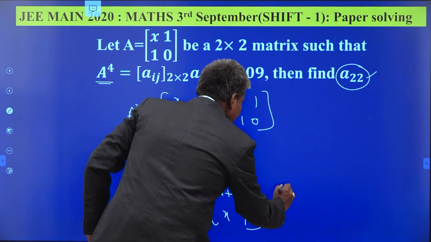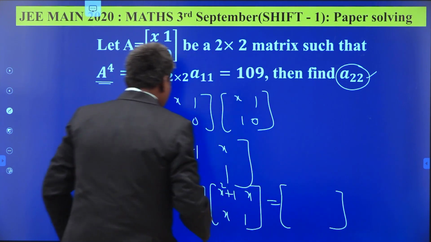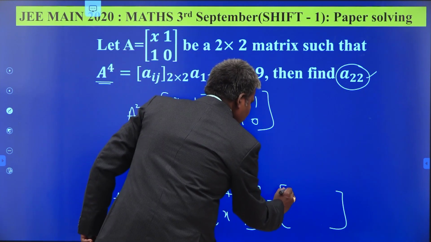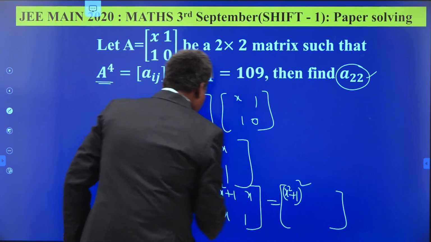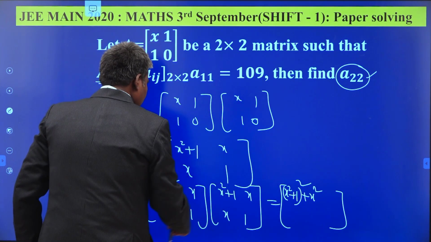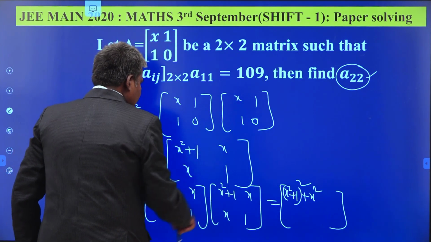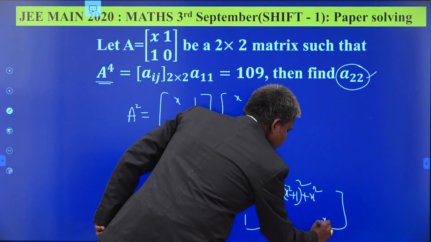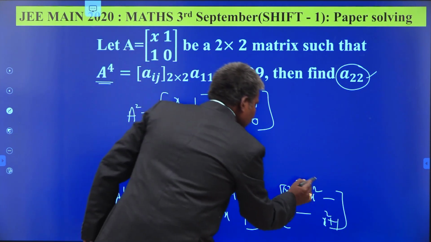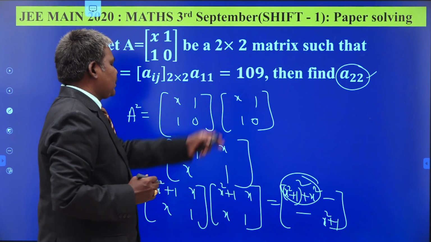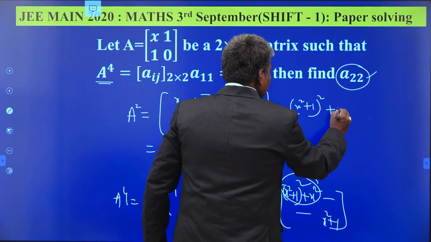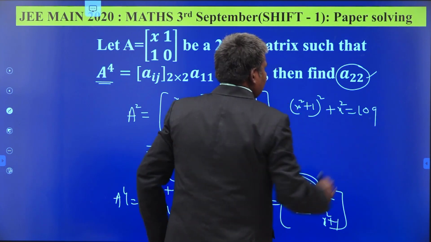Now I am just going to write a11 and a22 here. a11 is x square plus 1 into x square plus 1, that is x square plus 1 whole square, plus x square. Next, a22 is x into x, plus 1. Just leave them. Now its value is given to you. What is its value? 109. So x square plus 1 whole square plus x square is equal to 109.